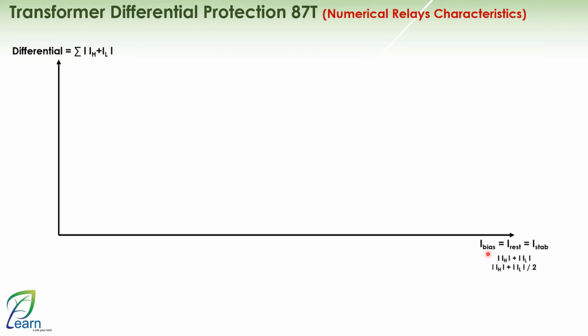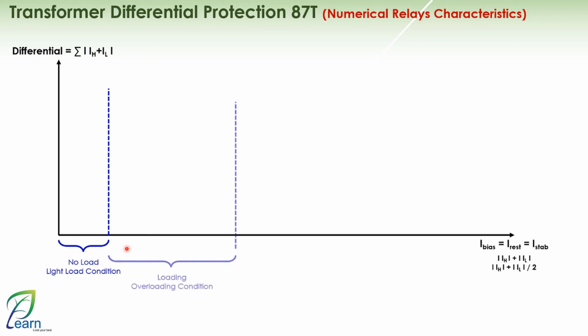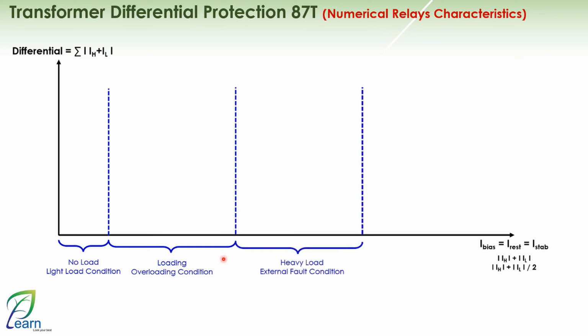Okay, and now you told me that the bias or restraint or stabilization will represent the load for you. So I can consider that from the beginning of 0 to a certain point it represents for you the no load or light load condition. So now this axis of the bias or restraint has become, for me, representing the loading condition. The first part of it is the no load or light load condition. Then, if the currents increase more than that, it represents the loading and overloading condition for me. Then, if the currents increase beyond that, it represents the heavy load and external fault condition for you.